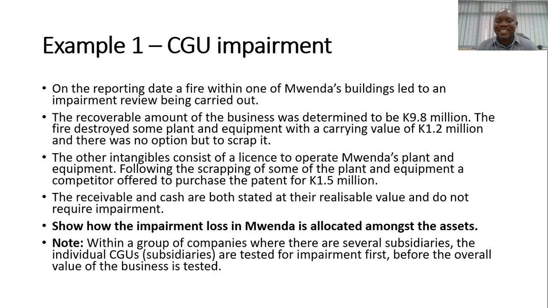The receivable and cash are both stated at their realizable value and do not require impairment. You cannot impair receivable, even if the whole building was burnt. You don't keep it in the wardrobes. Cash is in the bank, but at least we've been guided what to do. Show how the impairment loss in Mwenda is allocated amongst the assets. Note within a group of companies where there are several subsidiaries, the individual CGUs are tested for impairment first before the overall value of the business is tested.